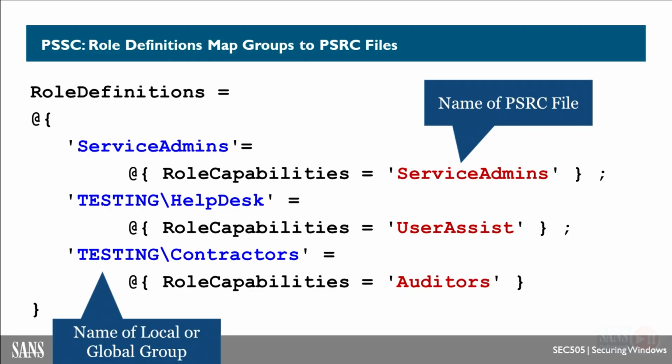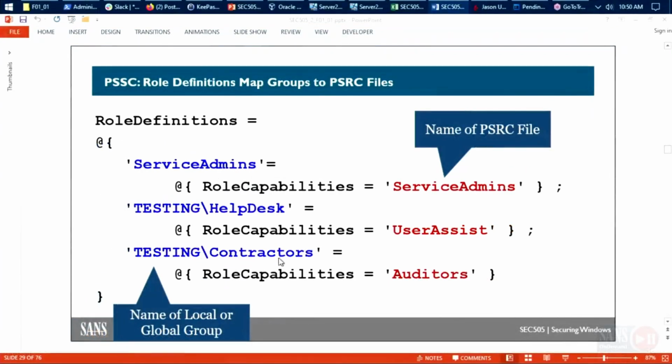Now let's imagine that I'm a member of the contractors group. The organization has hired outside contractors to perform an audit. So we've created a new group in Active Directory named contractors. I remote in. Sure enough, I'm a member of the contractors group. But now the question is, what are the commands that I'm allowed to run? Well, that's where role capabilities comes in.